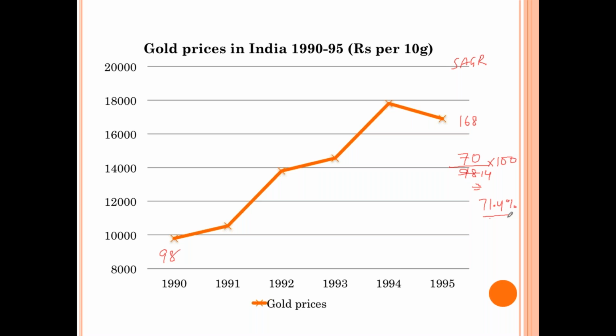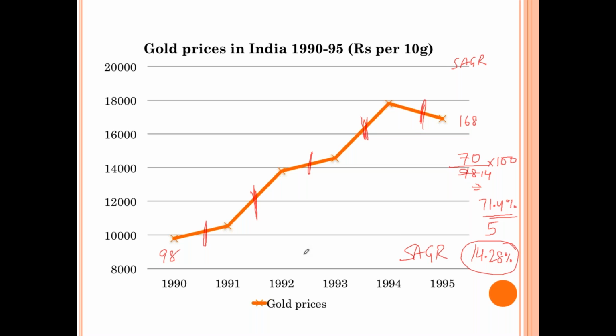But this change is over 1 period, 2 period, 3 period, 4 period, 5 period. So for simple annual growth rate, we have to divide it by 5 to get 14.28% as my SAGR, which is simple annual growth rate.